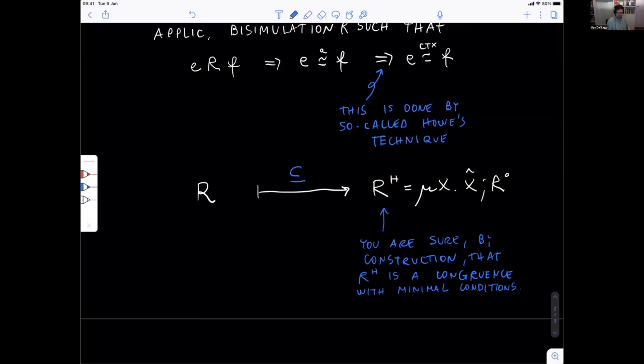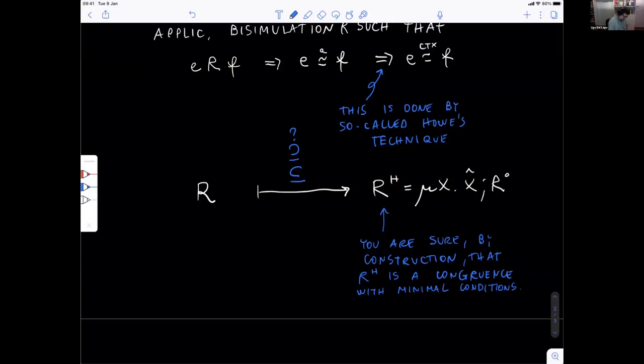You are also sure, again from the definition, that R is included in, is a subset of its Howe extension. This is also called the Howe extension of R. And what is then important is more or less to prove that the other way around holds, so that R^H is a subset of R, because this way you implicitly prove that the two coincide, and since the right-hand side R^H is a congruence, well, also the left-hand side is a congruence. You can't do that in all possible cases, but in the case of applicative simulations.